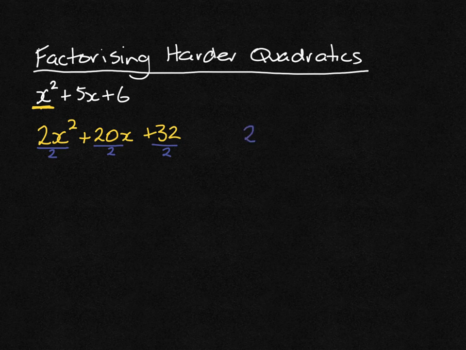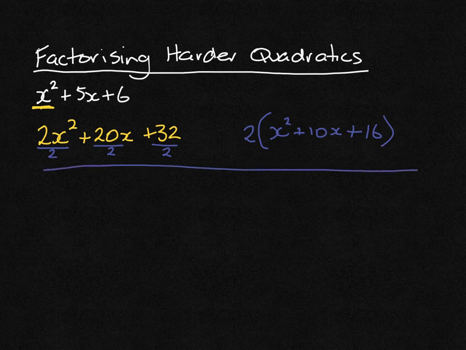So we'd end up with 2 outside the brackets, and then we'd have x squared plus 10x, oops, not squared, plus 16. Okay, I've made a little mistake there. That should be just a plus. So we can ignore the 2 now. We're just left with x squared plus 10x plus 16. So I'll just draw a line here, and we've got x squared plus 10x plus 16.